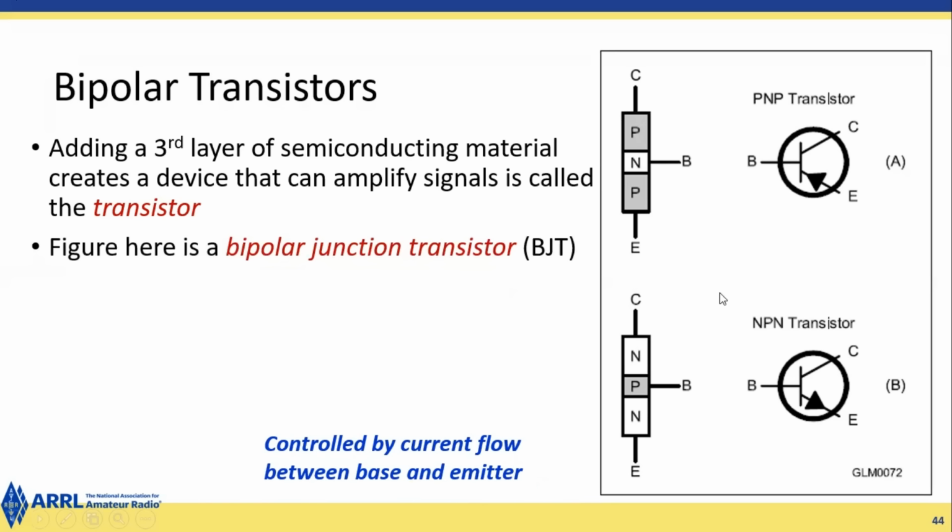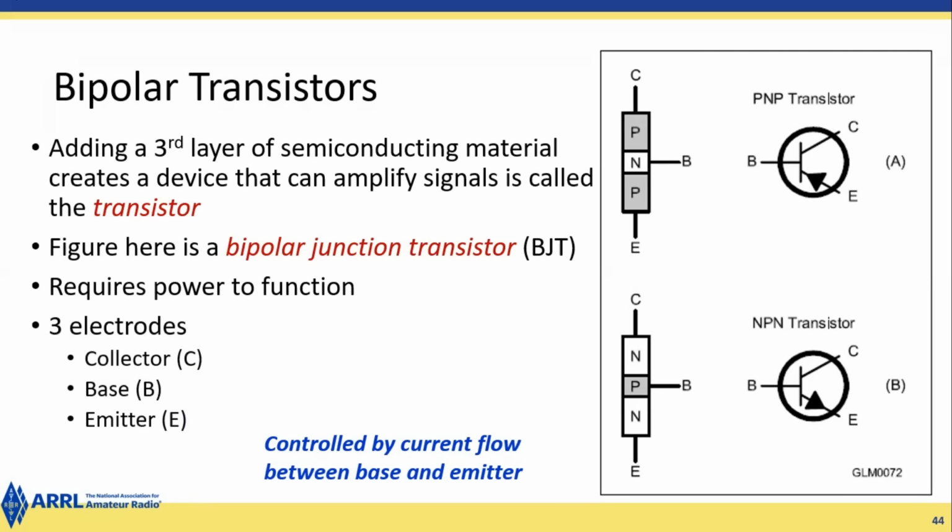This is a bipolar transistor. You notice you've got two P-type materials with an N between them. That's called a PNP transistor. And if you have N-type materials on the end with the P-type in the middle, it's called an NPN transistor. These are the two basic types of bipolar transistors. They've got to have power on them to function. There's three electrodes. There's the collector, the base, and the emitter.